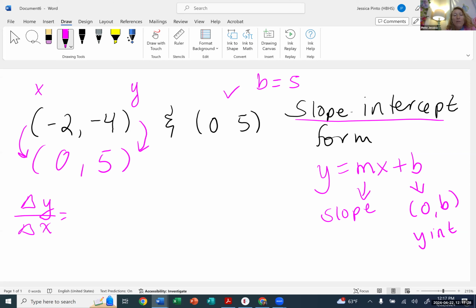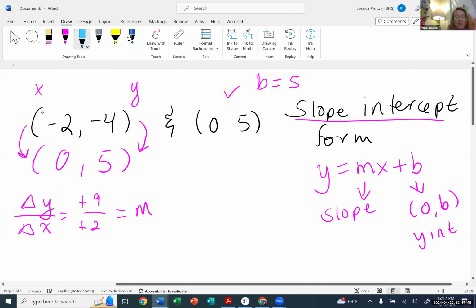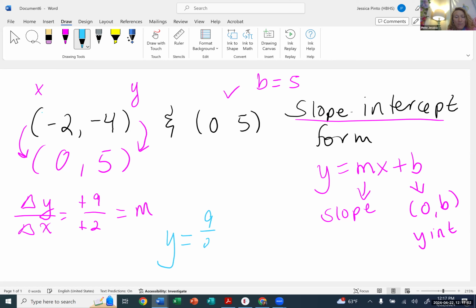So to go from -4 to 5, I had to add 9. To go from -2 to 0, I had to add 2. So that means that since I can't reduce those any further, that's the m. So I have enough information to create my equation. The equation is y equals the slope plus the y-intercept.